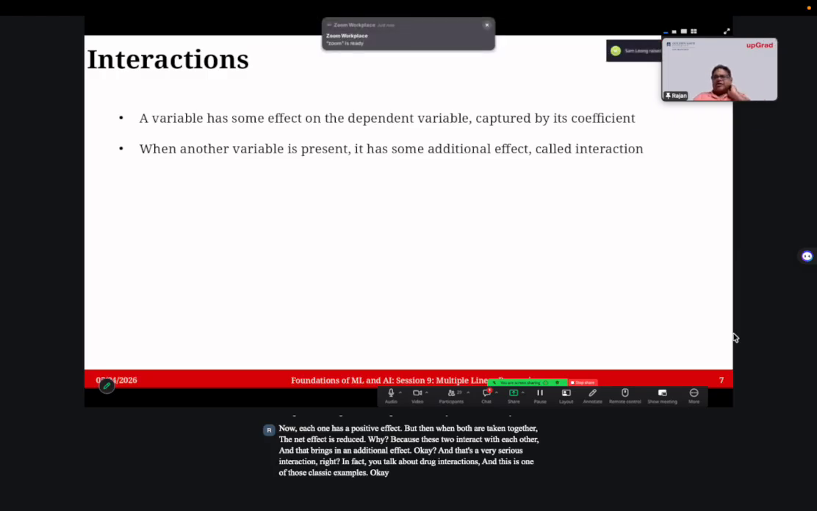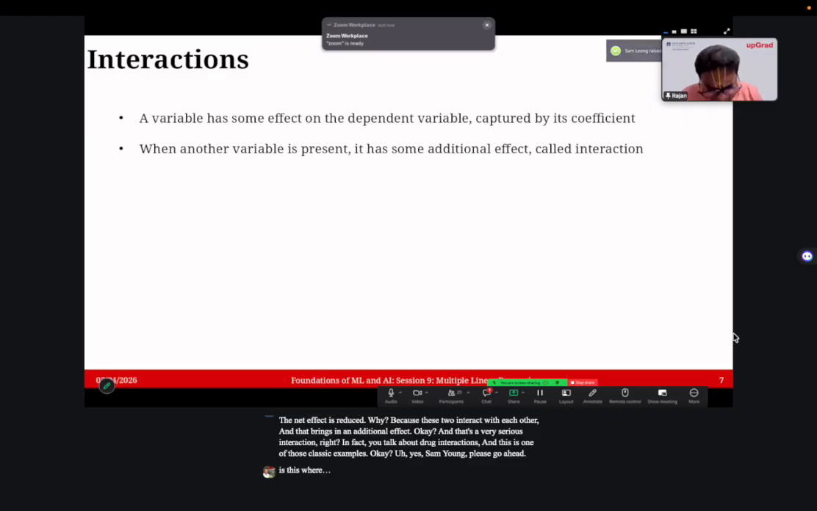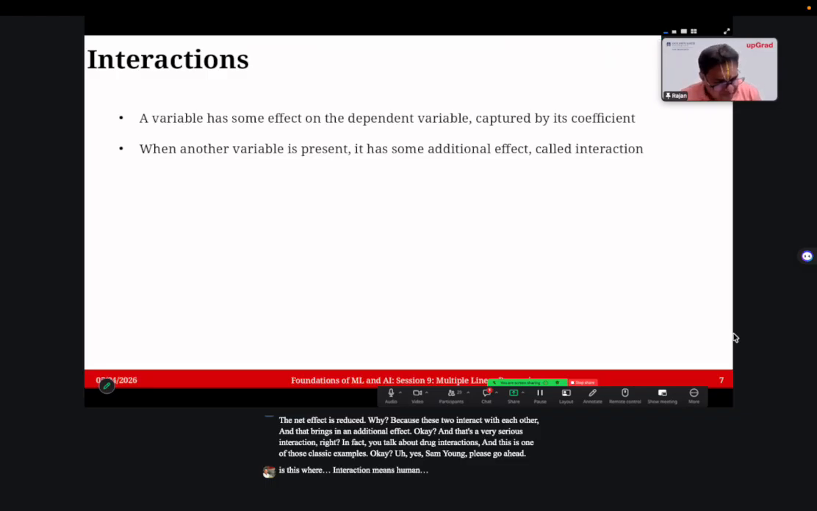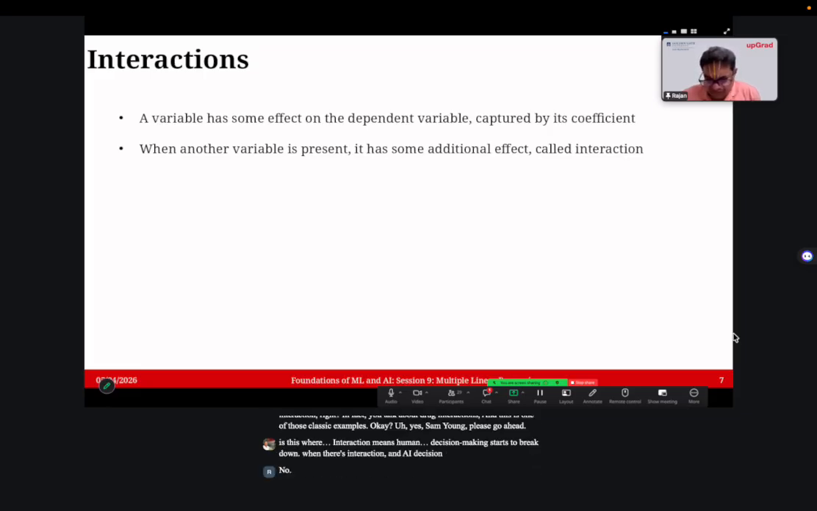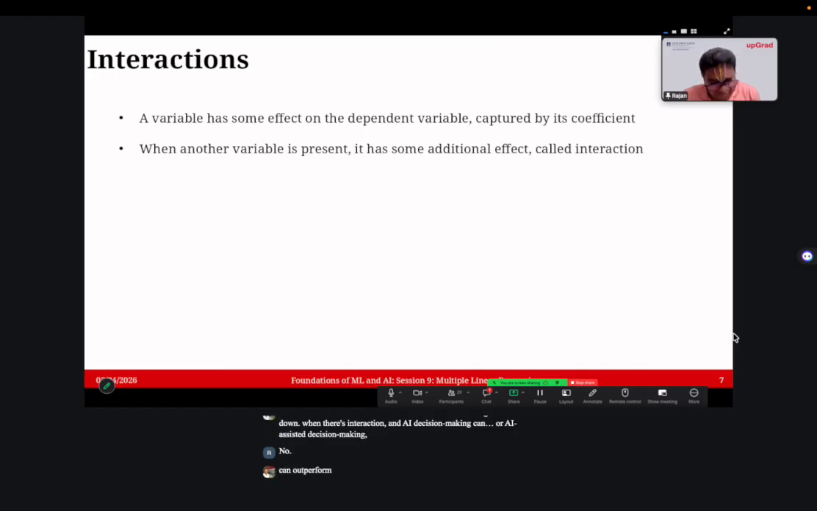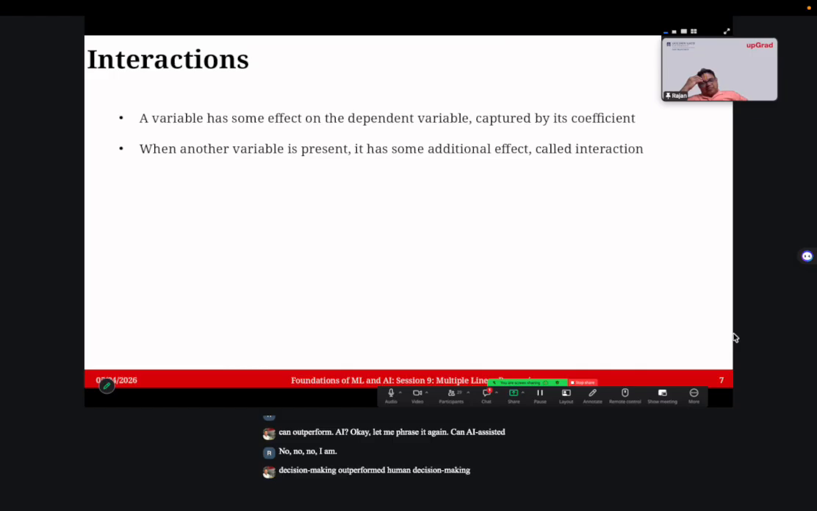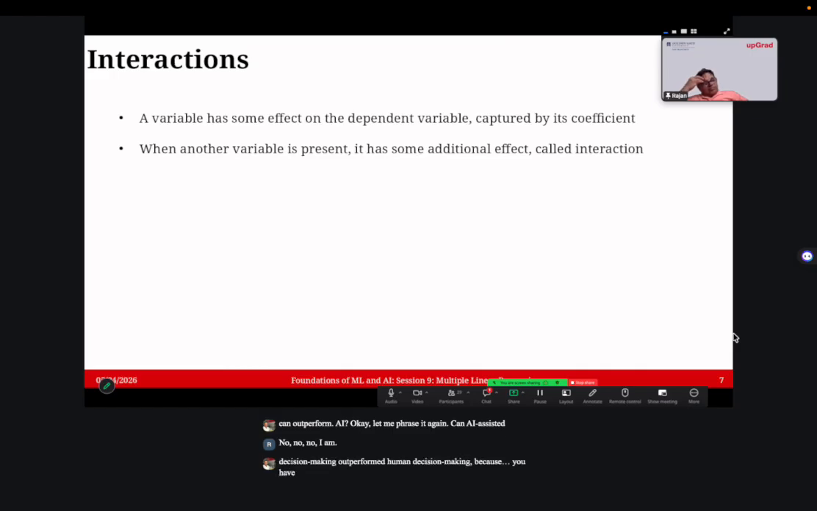Yes, Sam Young, please go ahead. Is this where interaction means human decision making starts to break down when there's interaction, and AI assisted decision making can outperform? Let me phrase it again. Can AI assisted decision making outperform human decision making because you have interaction variables?